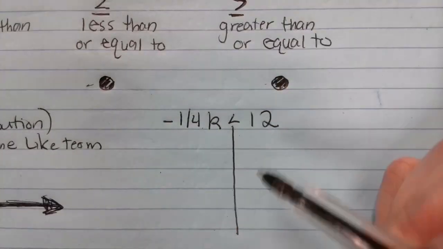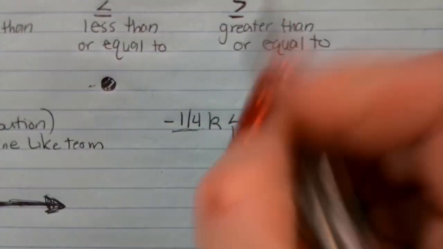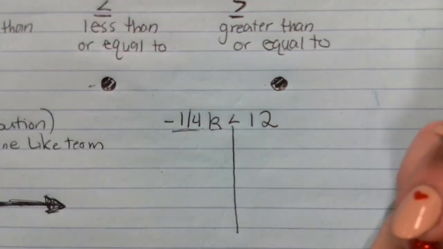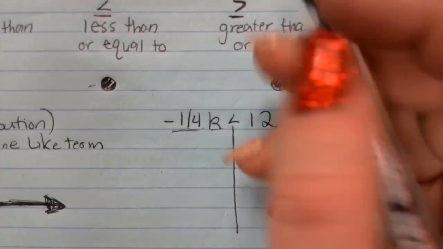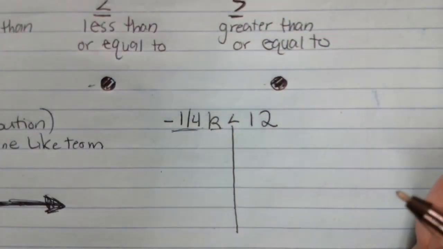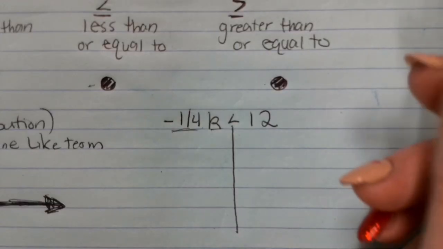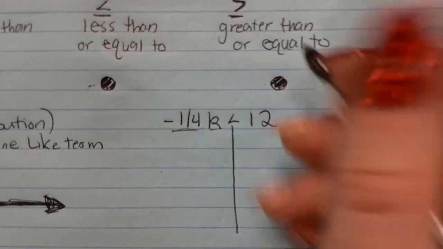Over here, we have multiplication. So remember, this number is called a coefficient, and this is a variable. When a coefficient is next to a variable, it's telling you to multiply. So in order to move the 1/4 over with its friend 12, we have to do the opposite of multiplying. So the opposite of multiplying is division.